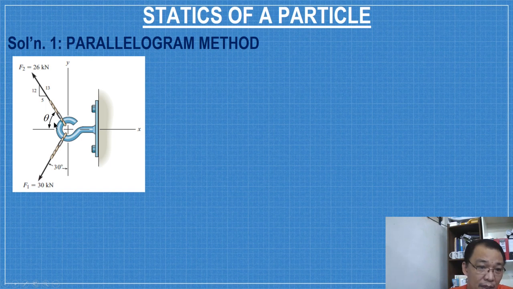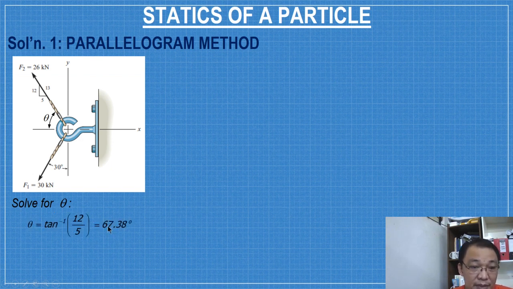You solve for theta. You can use any trigonometric function: sine, cosine, tangent, and others. Solve for theta using arctan. Arctan of y over x is 67.38. And then the 30 direction is okay, 60 is the angle from the x-axis.